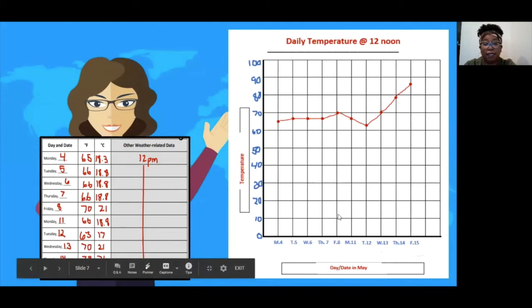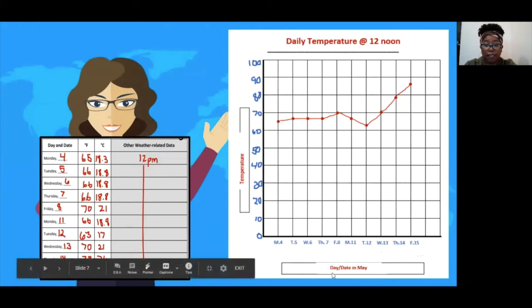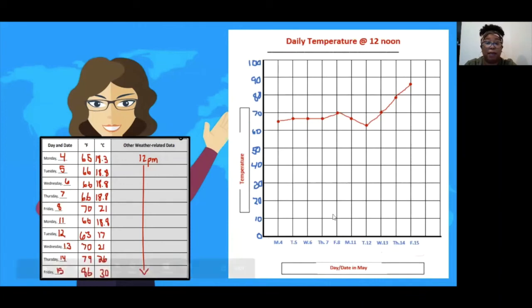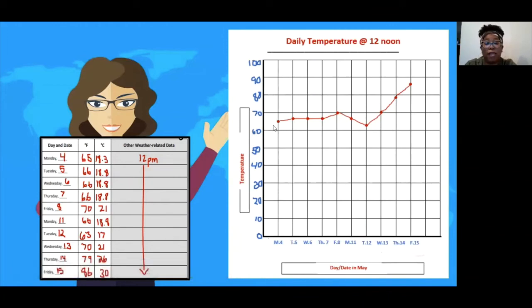Take a look. Okay, this line graph has the title once again. It has the vertical axis, which tells the temperature, and the horizontal axis, which tells the day or the date in May in which we recorded the temperature. Okay, so for instance, on Monday the 4th, the temperature was 65 degrees. So here in our line graph, we have identified 65 degrees and so on and so forth.